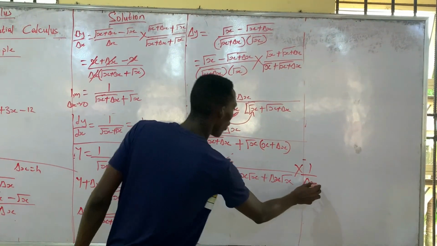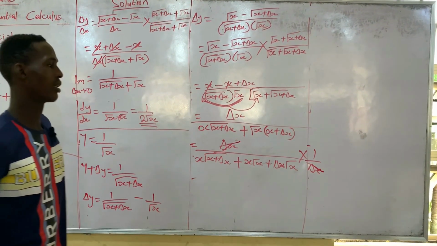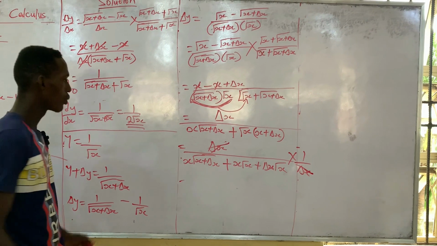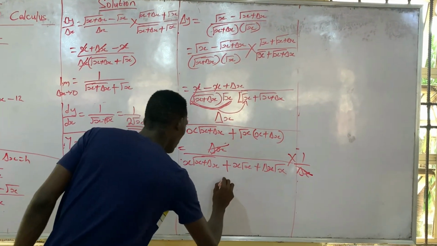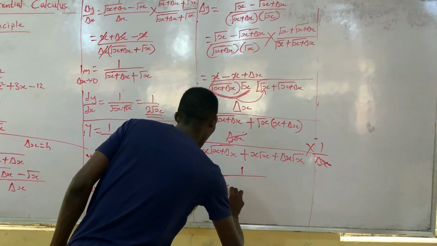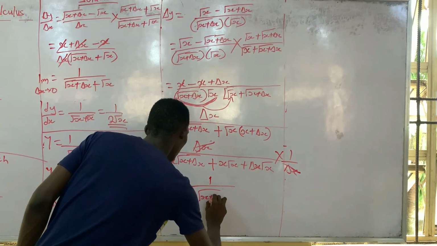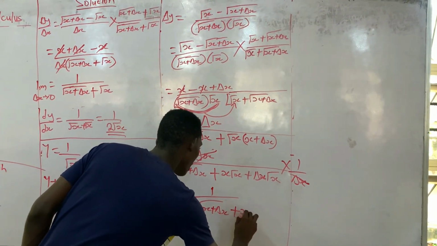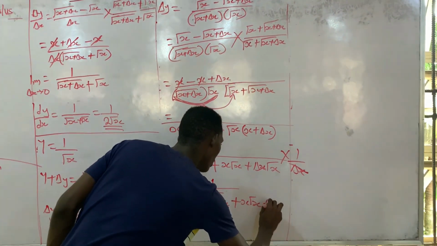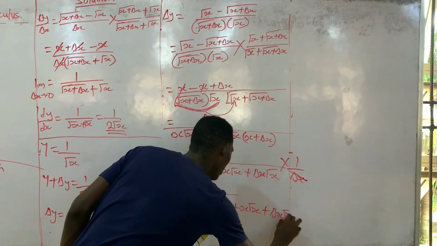So what does that mean? Only this and this will cancel out each other. So once this and this are cancelled out, we are left with what? 1 over x root x plus change in x plus x root x plus change in x root x.